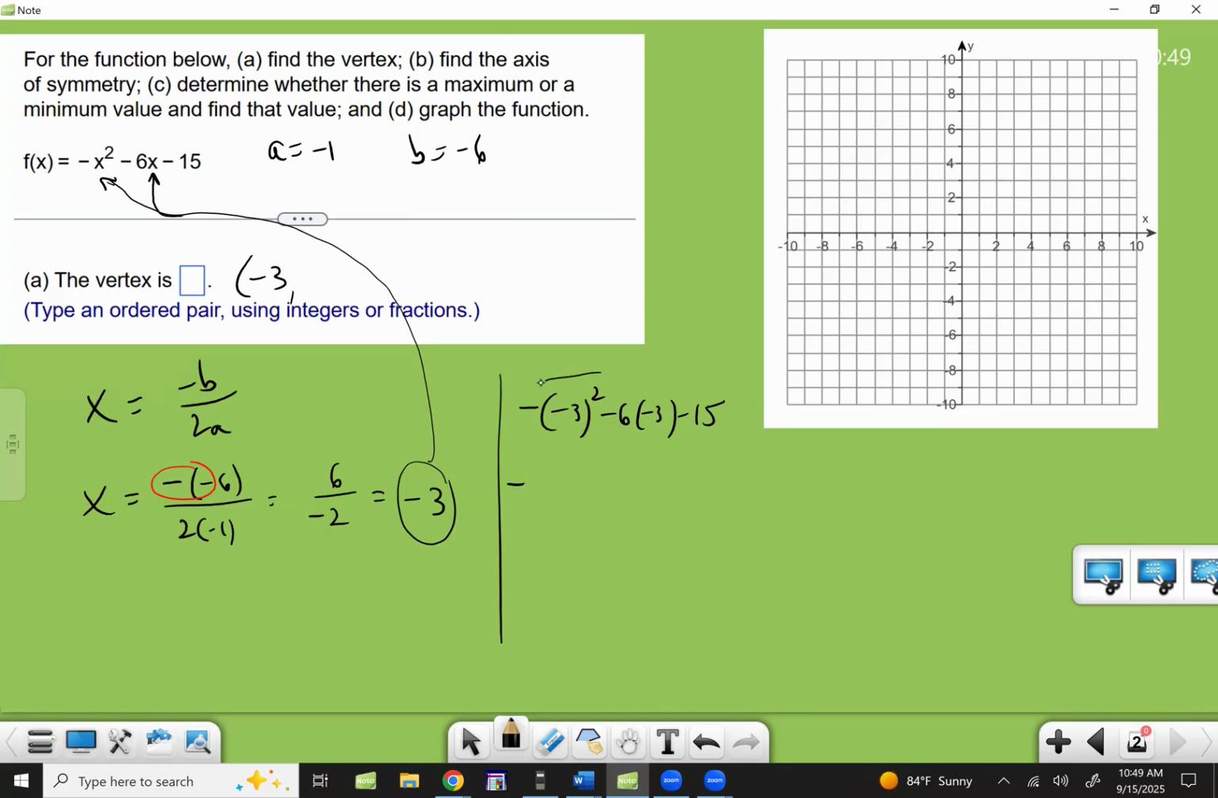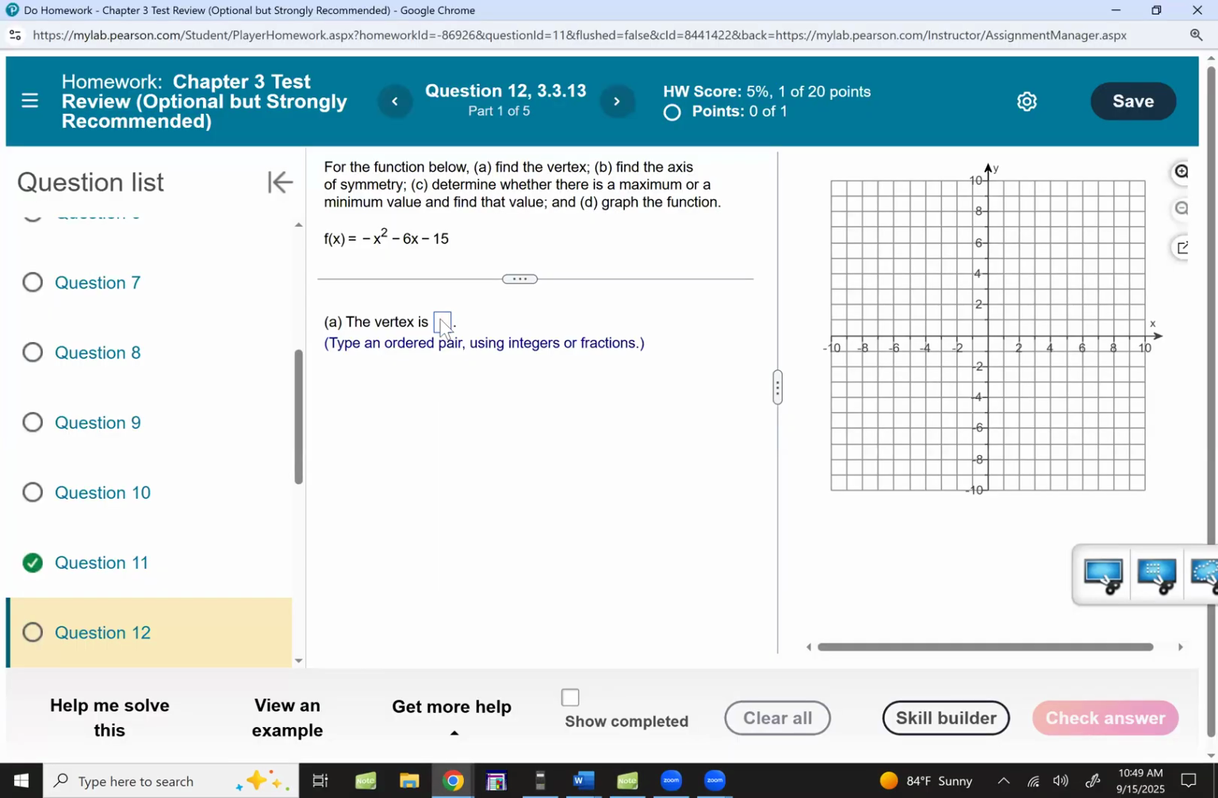Okay, so we have to do exponents before multiplication. So I'm going to do -3 times -3, which is +9. Then over here, a -6 times a -3, well, a negative times a negative equals a positive. Okay, -9 plus 18 is 9. And 9 minus 15 is -6. So we got the y value. -6 is going to be the y value that goes with that x value. Let's put it in. -3, -6.